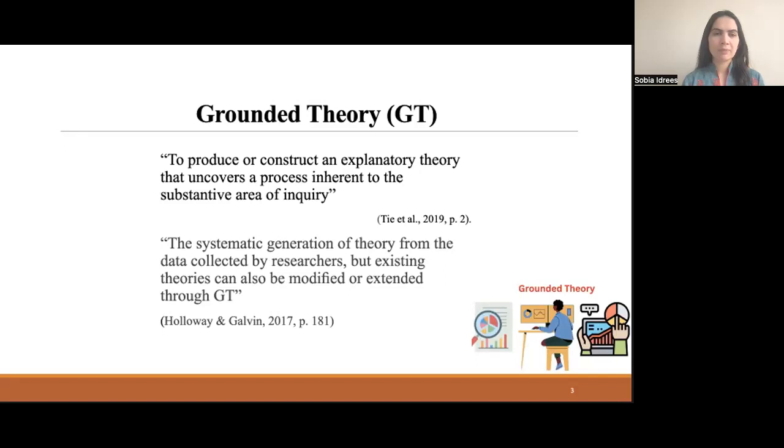The second definition is the systematic generation of theory from the data collected by researchers, but existing theories can also be modified or extended through grounded theory. So the first definition makes us clear that when we use grounded theory as a research design, it means we either produce theory or construct theory in an area of inquiry. But from the second definition, we learned that it is a systematic generation of theory from the raw data, or the theories can be modified.